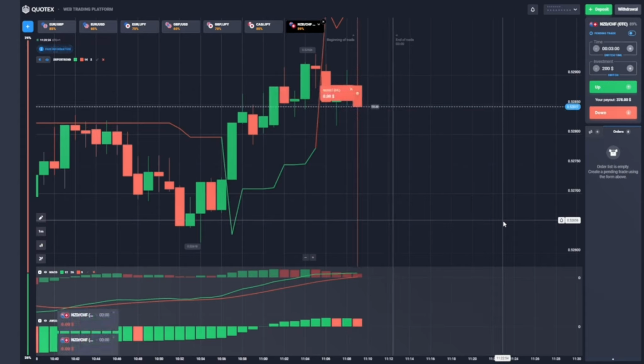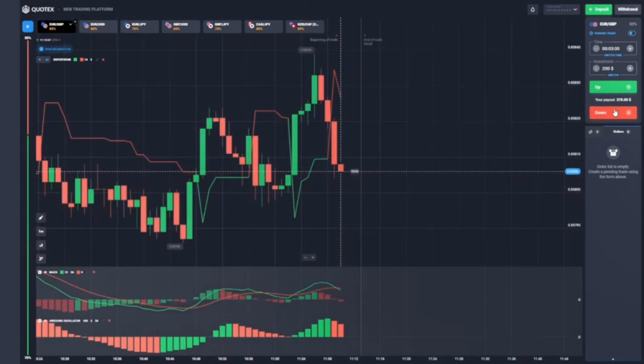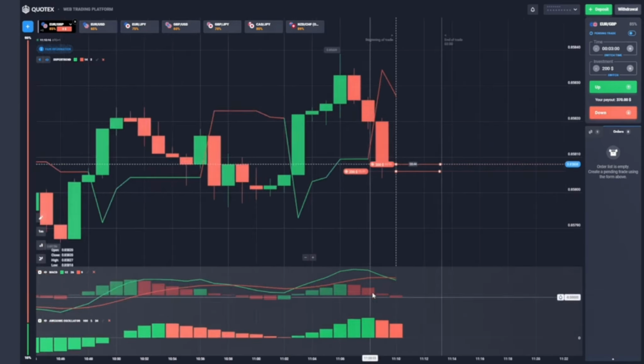The trade did not go well at this entry. The currency pair is moving more stable, and I'm sure it's a great sell entry here.